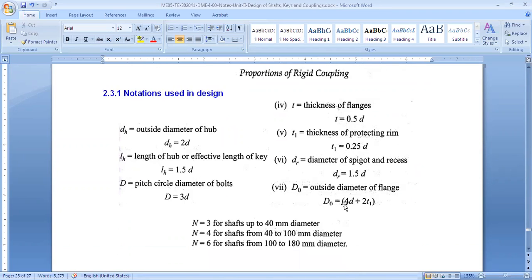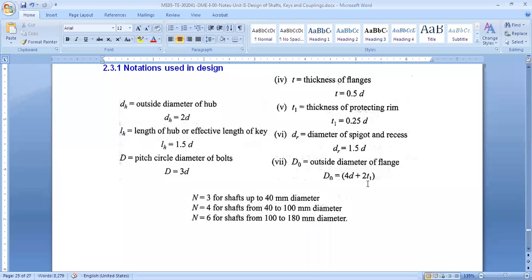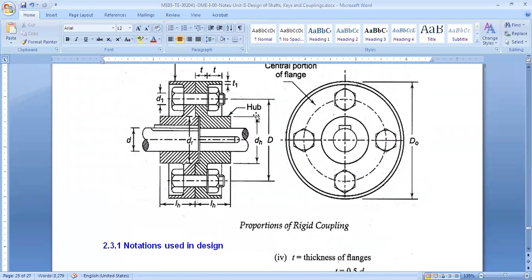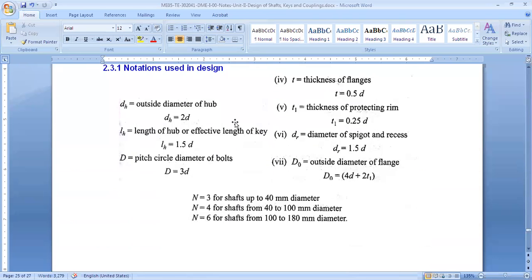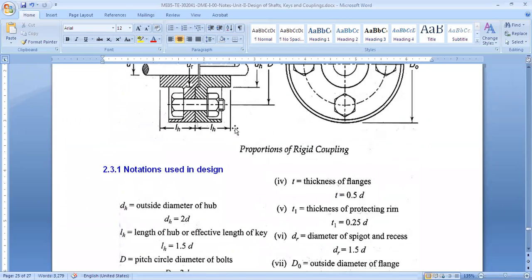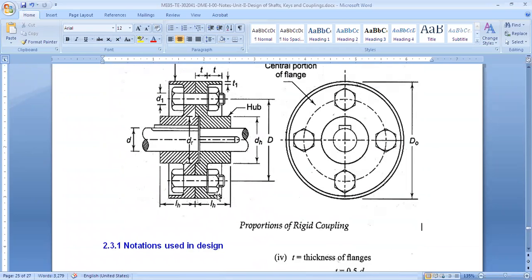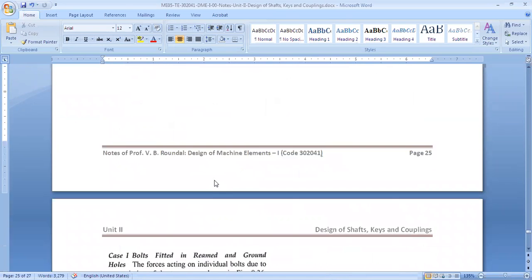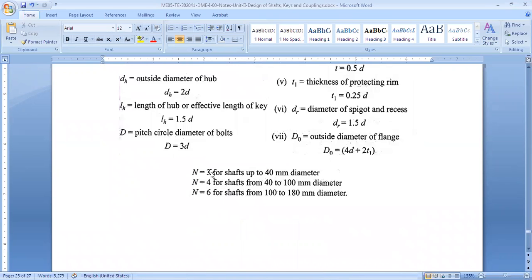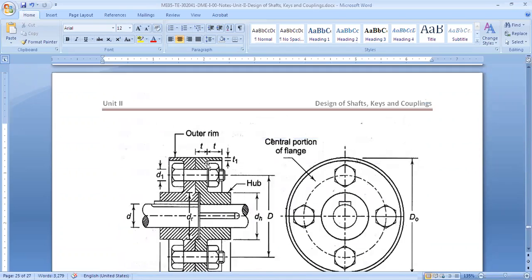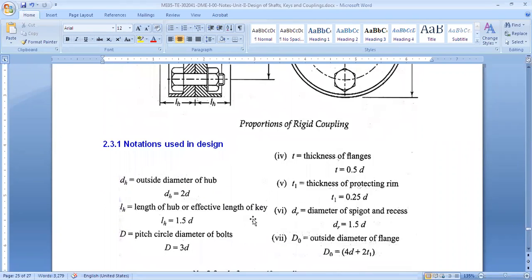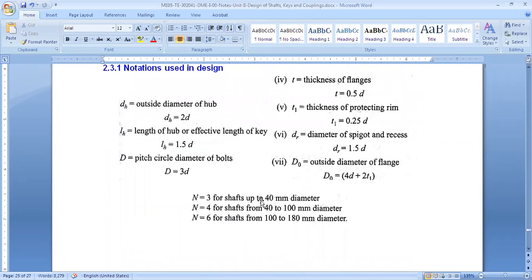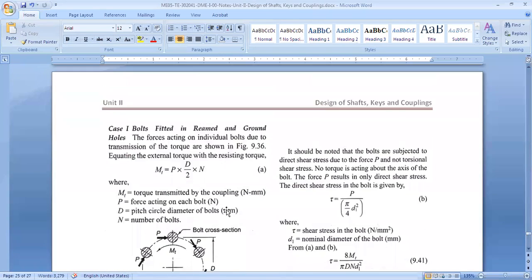Diameter of spigot and recess is 1.5d, and outside diameter of the flange is 4d plus 2 T1, where T1 is the thickness of the protecting rim, one on top and one on bottom. So these are the different dimensions we will calculate, and we will make sure that they will not fail under different failures. So we know now the nomenclature and the standard dimensions, and we will use them to make sure that our flange will not fail.